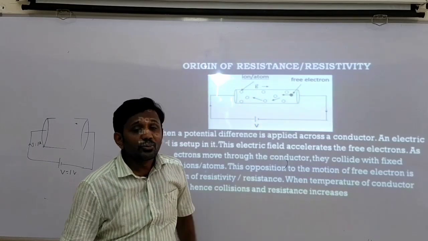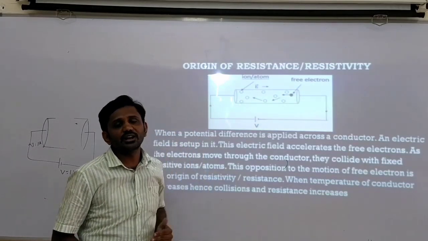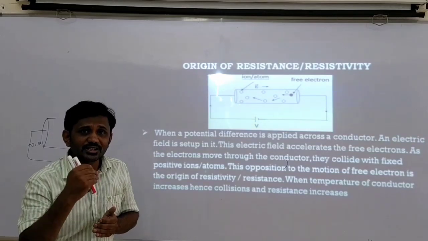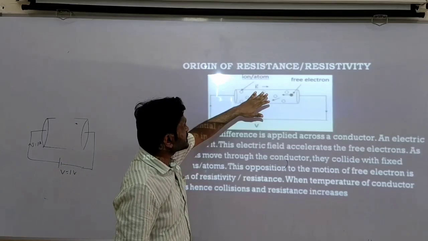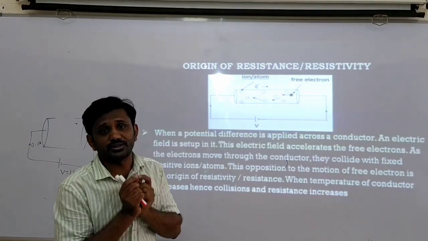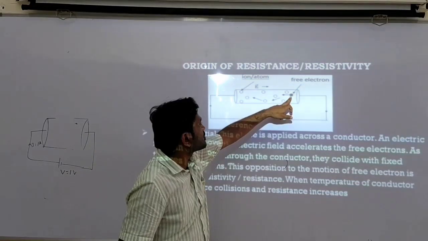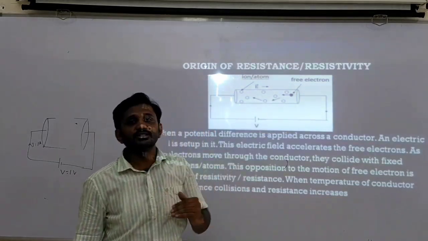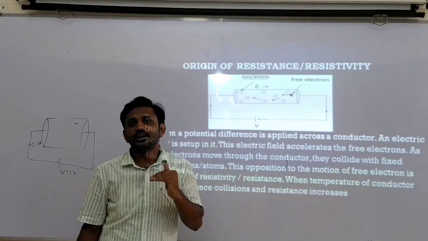Another important thing: when the temperature of the material is increased, the resistance is also increased. Why does the resistance increase with increase in temperature? See, when the temperature of the material is increased, these fixed atoms or ions start to vibrate. Due to the vibration of fixed atoms or ions, more opposition is offered to these free electrons. That's why the resistance of the material increases with increasing temperature.